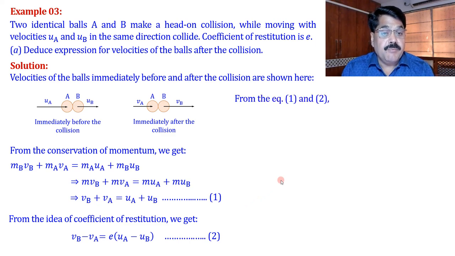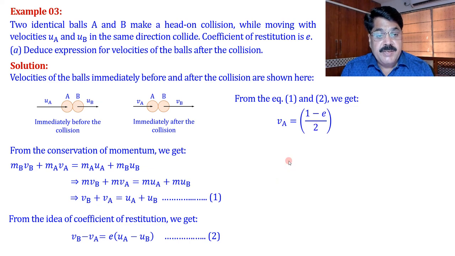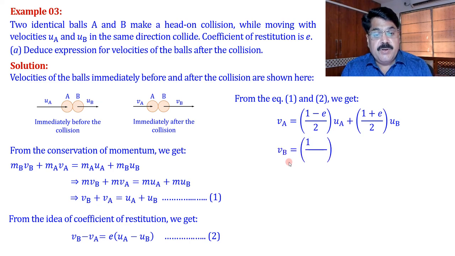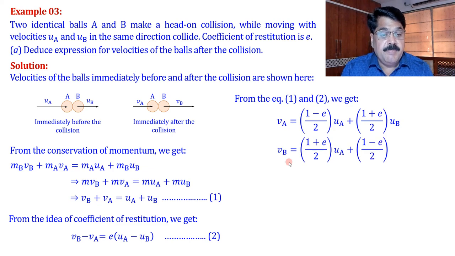From equations 1 and 2, we get VA is equal to 1 minus E by 2 into UA plus 1 plus E by 2 into UB. And VB is equal to 1 plus E by 2 into UA plus 1 minus E by 2 into UB. So that was part A. We have obtained expression for velocities after the collision. What is part B? For a perfectly elastic collision, what do you observe?